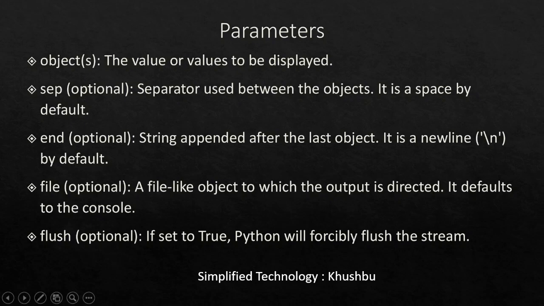Then the next parameter that we can pass to the print function is file, which is again an optional parameter: a file-like object to which the output is directed. If we want the output of the object to not be displayed on the console, we can redirect it to a file. It defaults to the console. If we are not providing any file option, the output will be printed to the console. The flush parameter is also an optional parameter. If it is set to true, Python will forcibly flush the stream. So whatever stream we are passing in the print function will be flushed automatically from Python.